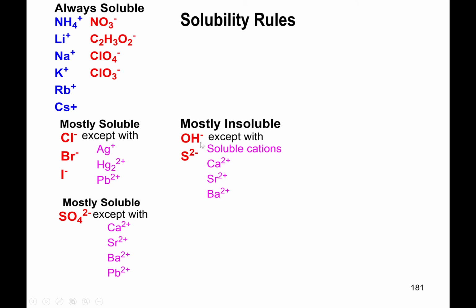Now, on the other hand, hydroxide and sulfide, they tend to be mostly insoluble. Notice the change in the table. These are now mostly insoluble unless you mix it with the soluble cations. And you may ask, well, what are the soluble cations? Those are the cations listed here as always soluble on the solubility rules table. Okay, so ammonium, lithium, sodium, potassium, and rubidium and cesium will make hydroxide and sulfide soluble. In addition, if the cation is calcium, strontium, or barium, you have a substance that is soluble when combined with hydroxide or sulfide.